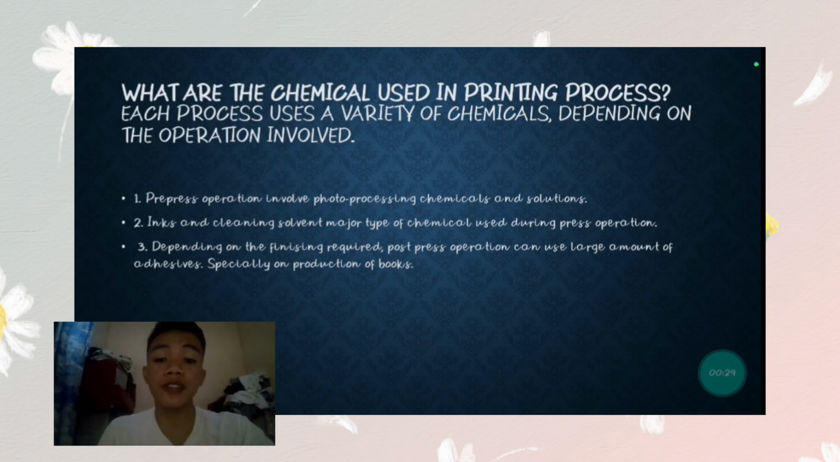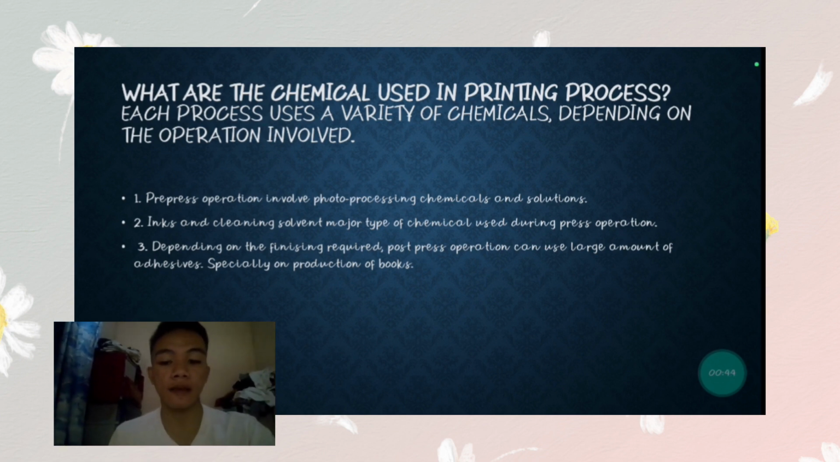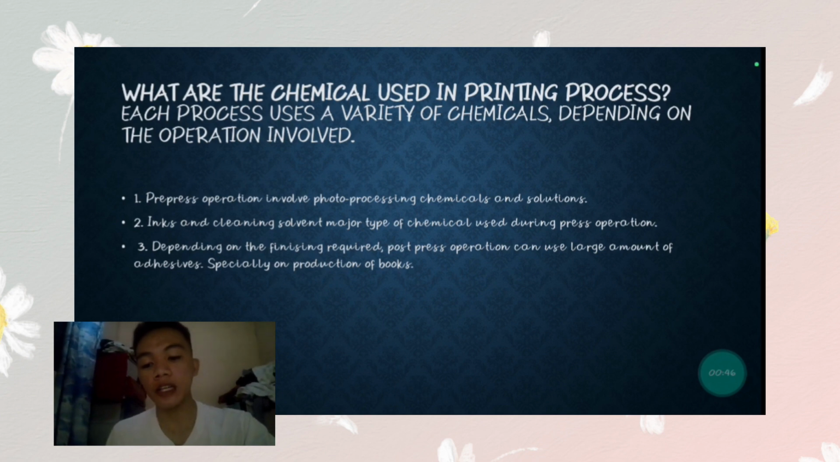This is especially true where the production of books and directories is involved. Of all the chemicals used in typical printing plants, ink and organic cleaning solvents are the categories used in the largest quantities. Many of the chemicals used in the printing industry are potential hazards to human health and the environment.